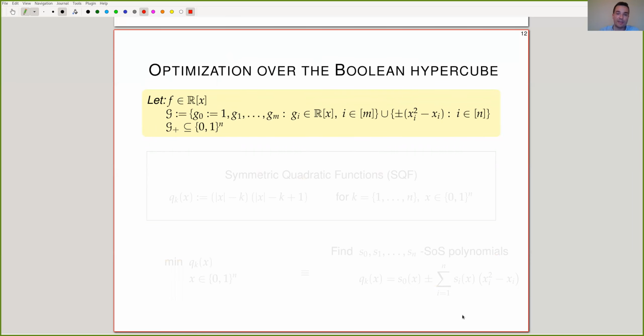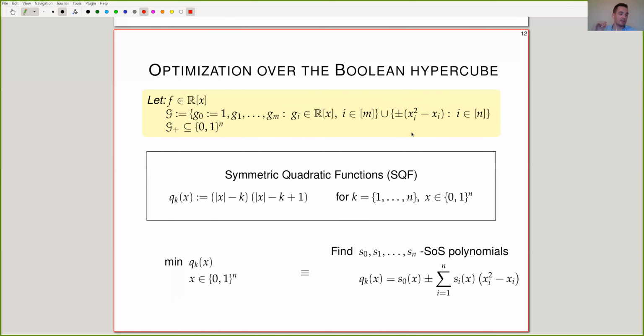When we look at the specific case of optimization over the Boolean hypercube, we have to modify things a bit. And in this case, what we do is add to our set calligraphic G the set of polynomials that are an algebraic description of the vertices of the Boolean hypercube.